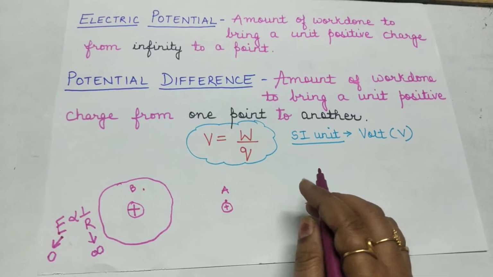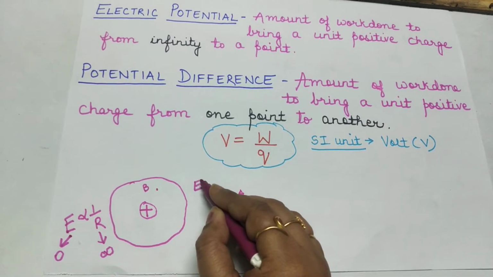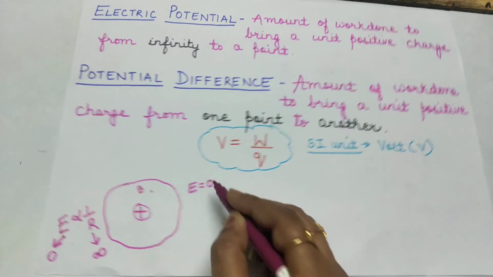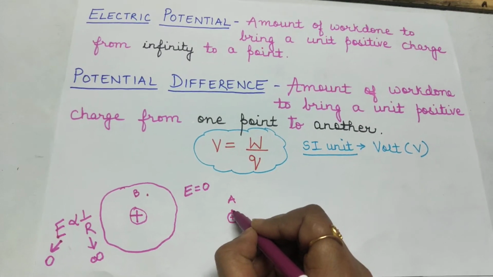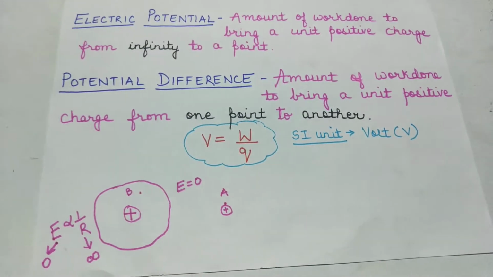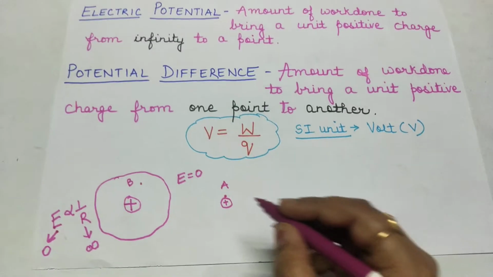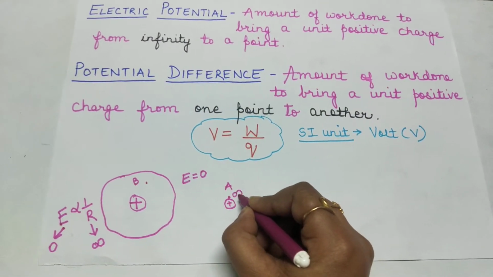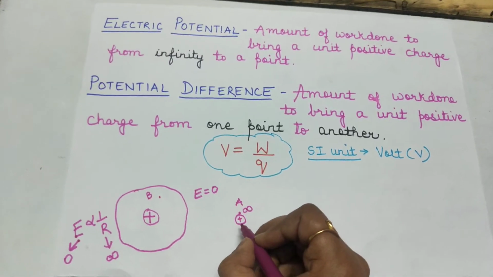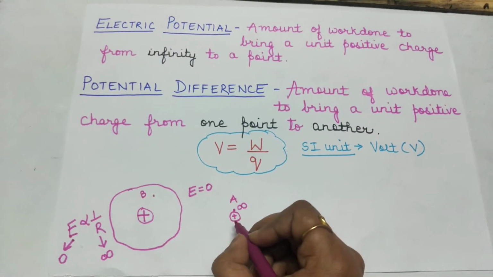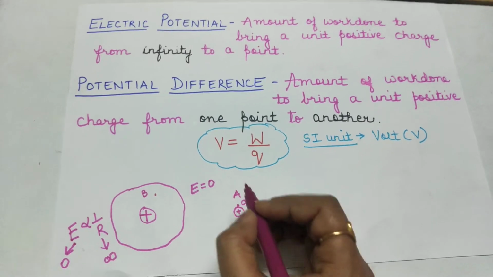So, in other terms, if there is a point outside this electric field where E is 0, all the points lying in this area, you will take r as infinity. If you talk about A, since it is lying outside this electric field, the value of electric field will be 0. So the distance we will take as infinity. We will say that this unit positive test charge is kept at infinity. Why? Because the value of electric field is 0.